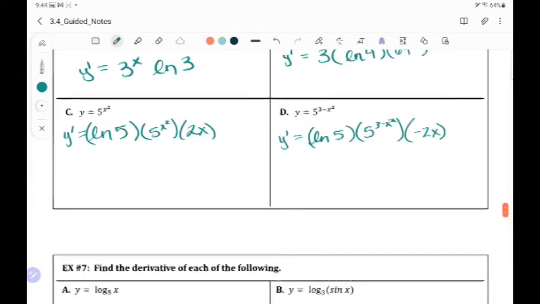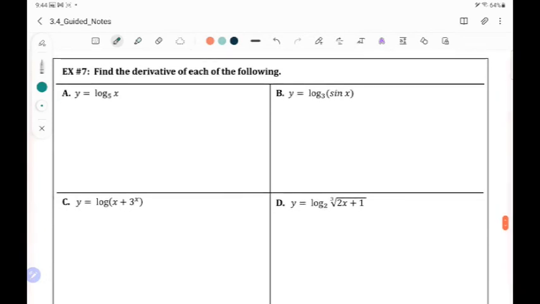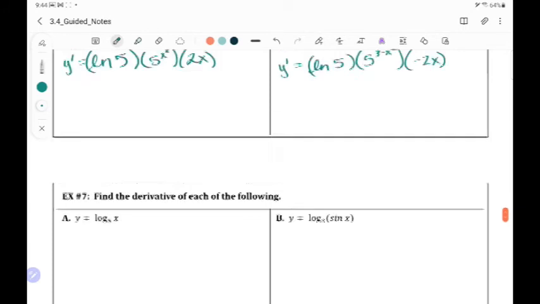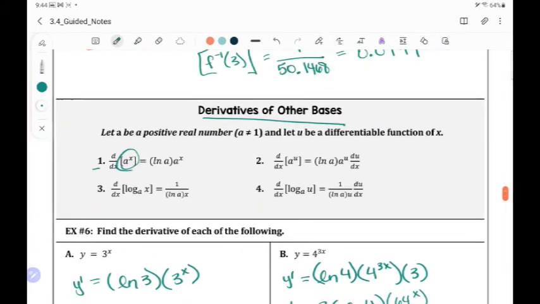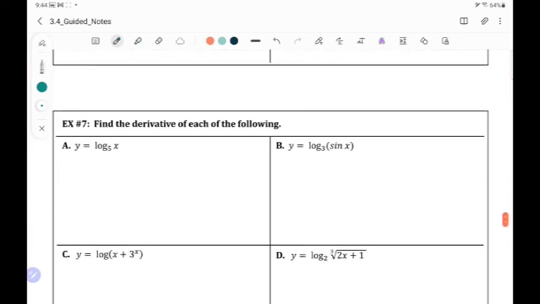Okay, now we're going to go to the next page, find the derivative of the following, keep going. We've got log base 5 of x. You got to go back up here to look. That's this style right here. So it's 1 over the natural log of the base times the x. So in this case, y prime equals 1 over the natural log of 5 times x, which I would personally rewrite as x natural log of 5 because I like to have the x in the front.